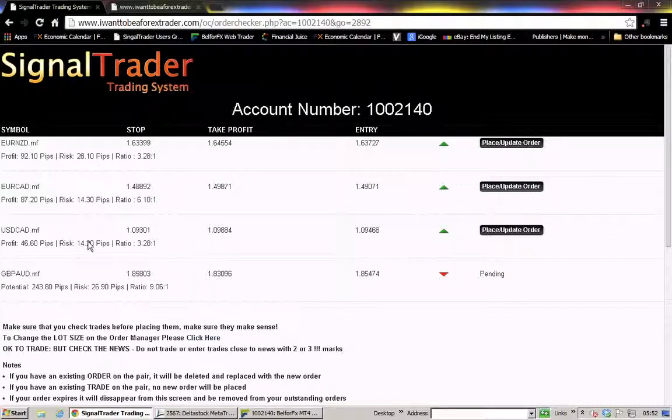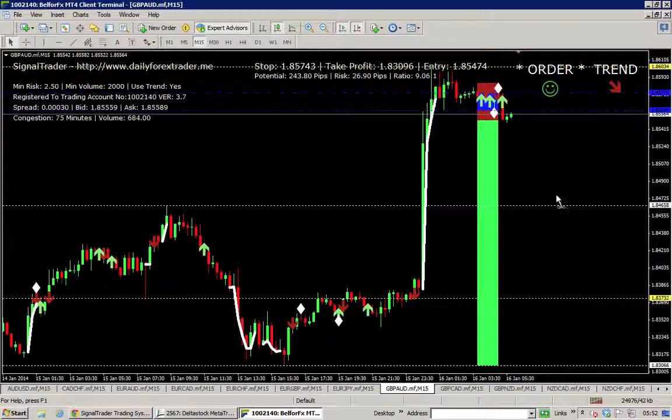Dollar CAD, but look, the risk is tiny. So there's tiny risk, reasonable profit. Look at these trades: 80 pips, 90 pips, 243 pips profit possibly there. So I'm waiting for that.